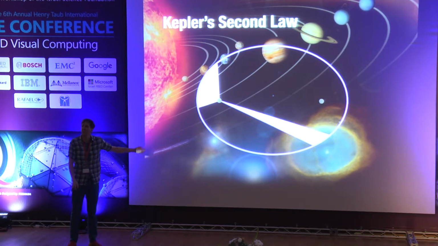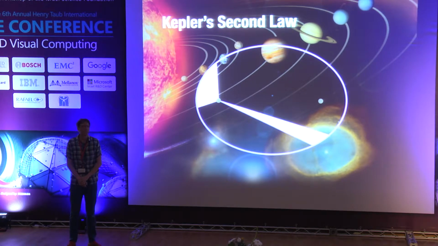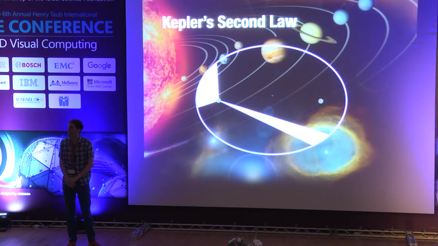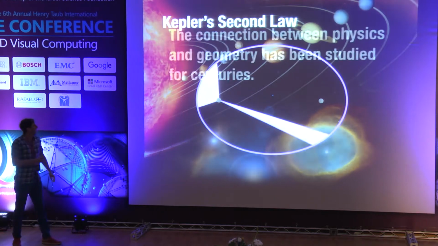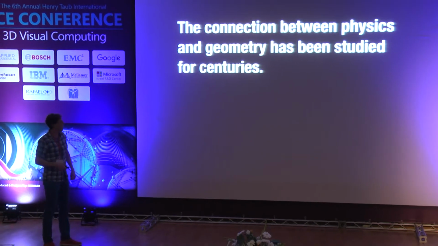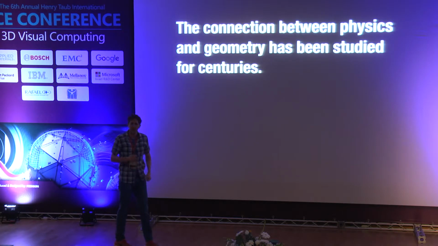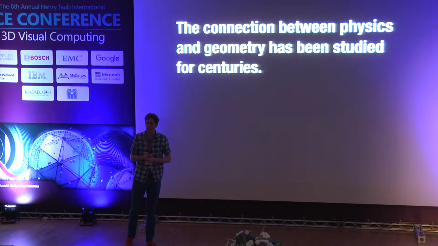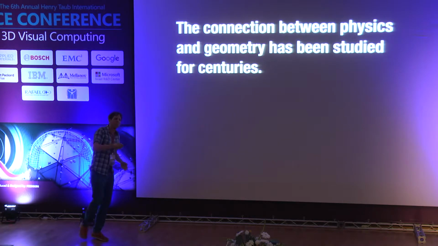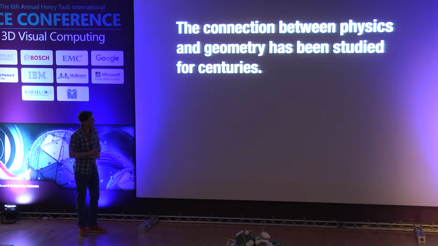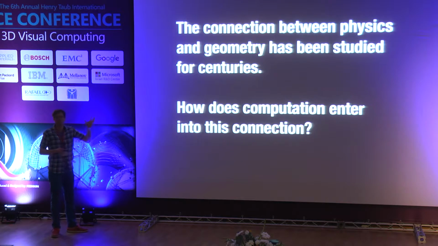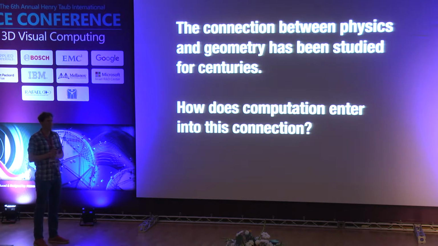Now, where is the original proof of Kepler's second law? Anybody? Newton. That's right. I will talk about that in a sec. What I want to say here is that this connection between physics and geometry has been studied for centuries. I think what's new in the past maybe 10, 20 years is how does computation enter into this connection?